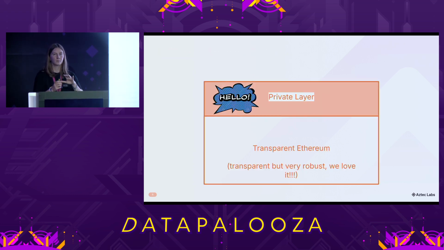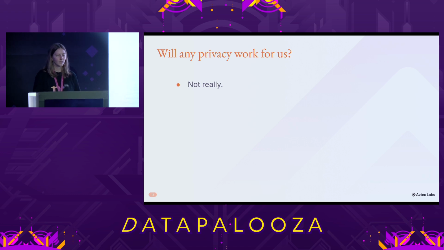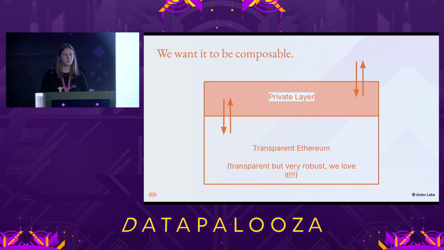Let's think. We have some monolithic, isolated private layer, and some stuff is happening inside. Are we happy with that? Not really. Because we want our privacy layer to communicate with the rest of the Ethereum world. We want it to communicate with the Ethereum layer, with other layers, with other applications, because we don't want to be a lonely guy sitting in the corner alone. We want to be a cool guy integrated in the ecosystem.